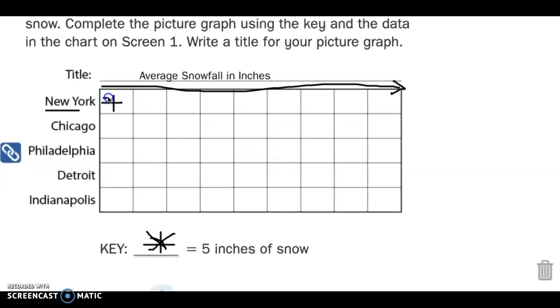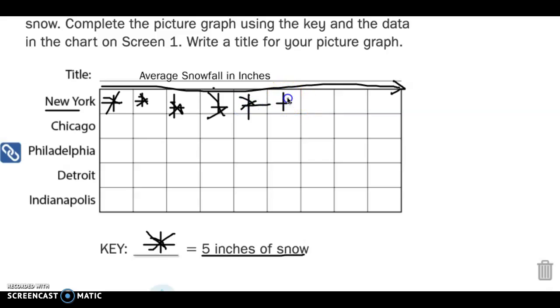One snowflake, how much is that? 5, right? Because it's 5 inches of snow. But we need how many inches of snow? 30. So let's count by 5s. 5, 10, 15, 20. It's harder to draw in here than you think. 5, 10, 15, 20, 25, and then 30.